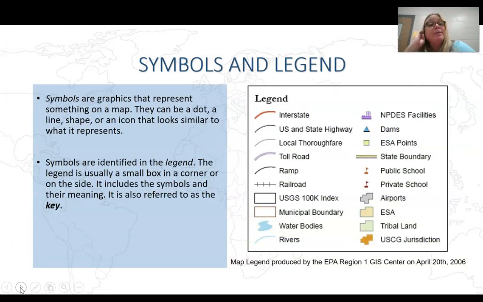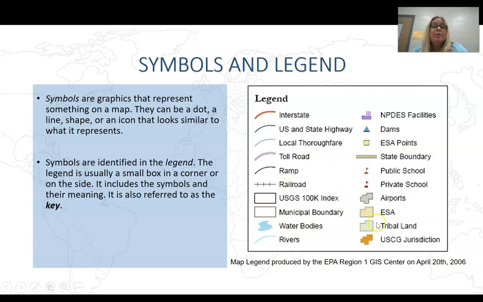Maps often use symbols and legends. Symbols are graphic representations that are found on a map. They can be dots, lines, shapes, or icons that look somewhat like what it's meant to represent. So here in this legend, you can see the red line is an interstate, the blue line is a U.S. and state highway. You can see that the railroads are here. You can see bodies of water in blue, or the blue line is going to indicate rivers. And then over here, you can see some different symbols to represent different things. And then there's some symbols to show what a public school looks like or what a private school looks like. So all of these are called symbols.